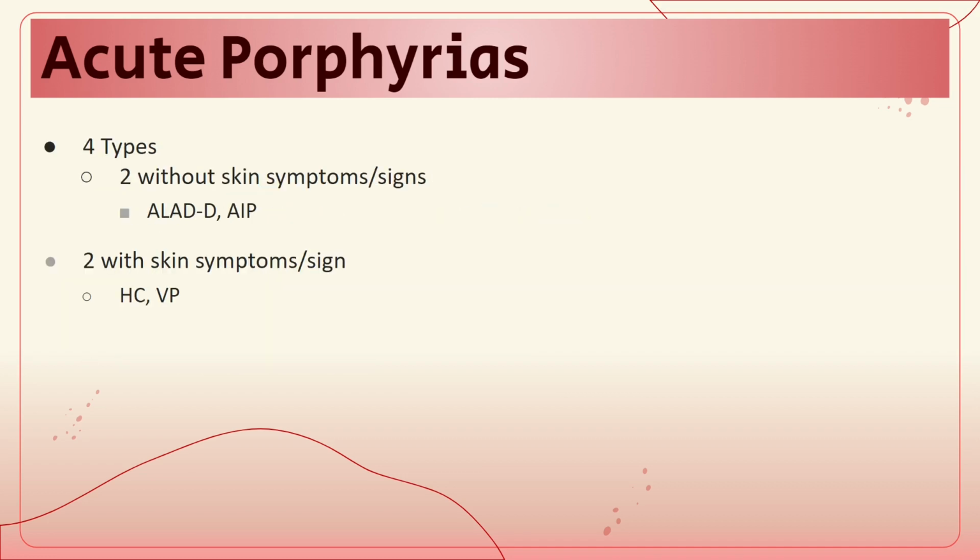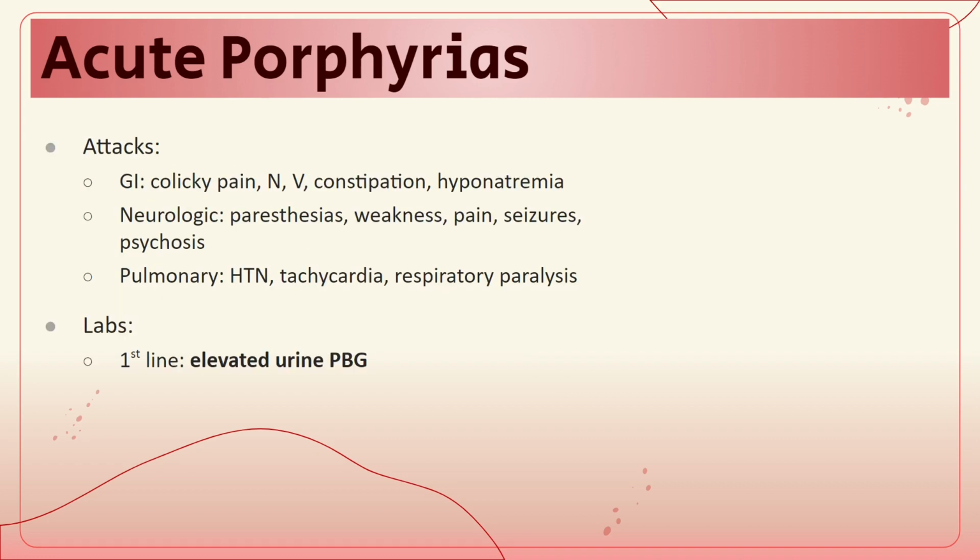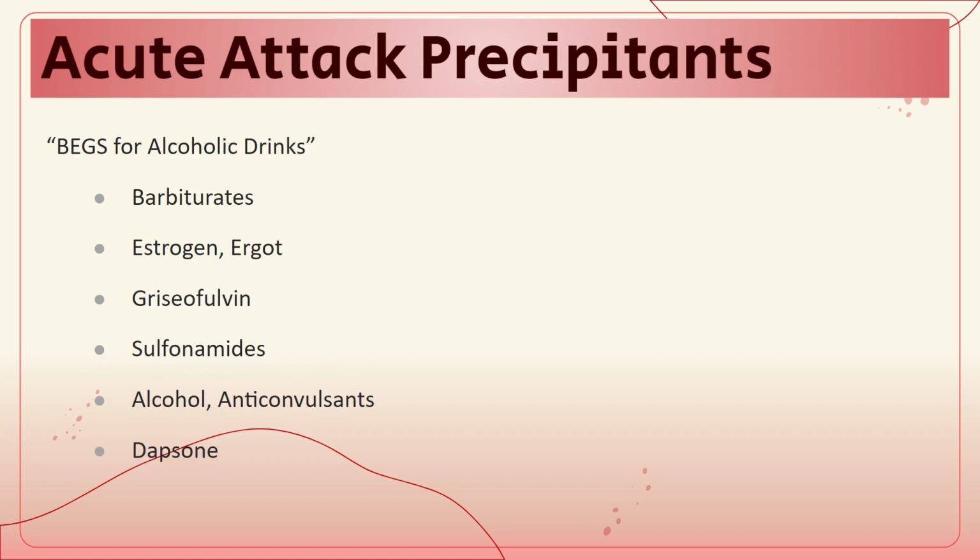So these are also acute porphyrias. I want to also add, during these attacks, you're going to notice GI symptoms are predominant. So colicky abdominal pain, nausea, vomiting, constipation, hyponatremia. You may even see neurologic findings such as paresthesias, weakness, pain, seizures, psychosis, and then if severe, pulmonary symptoms as well. And your first clue to this would be an elevated porphobilinogen in the urine.